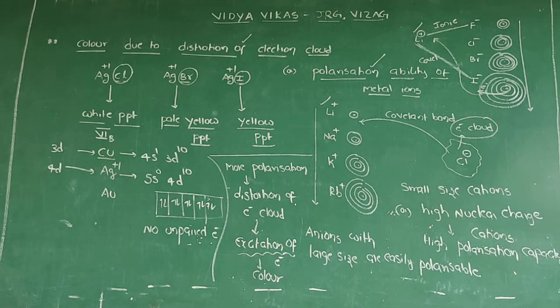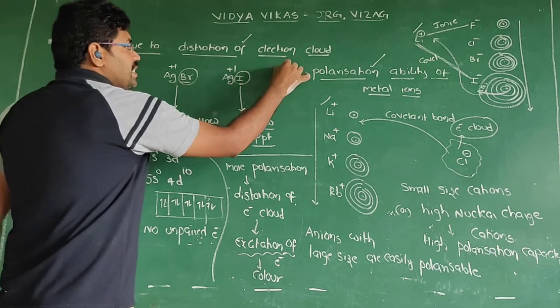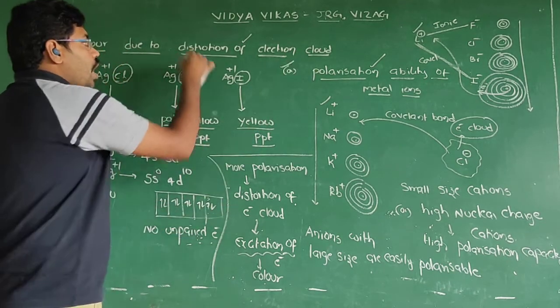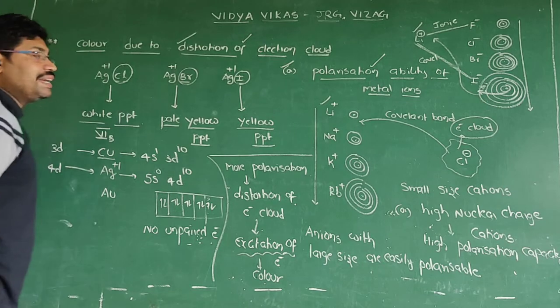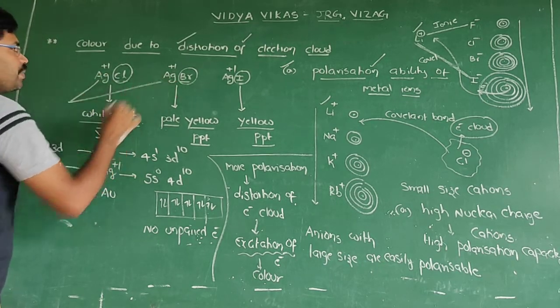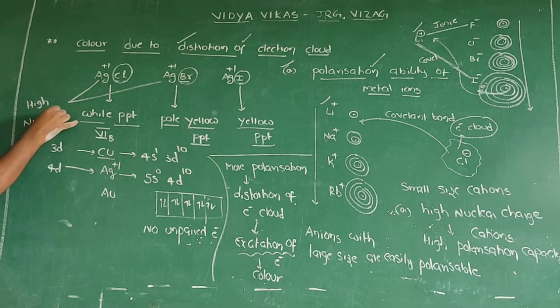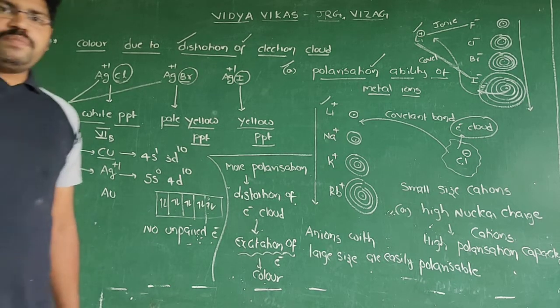And that's why, students, this is another phenomenon. The color exhibited by a few compounds is simply due to the polarizing ability of ions or the distortion of electron cloud. Why only D block elements show this polarizing ability by exhibiting colors? Because D block elements have high nuclear charge, dear students, but not S and P block elements.